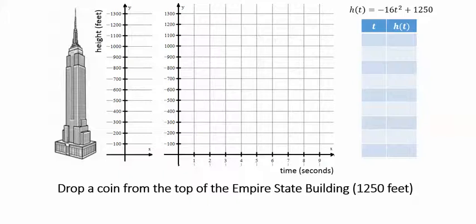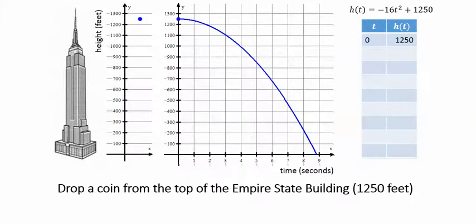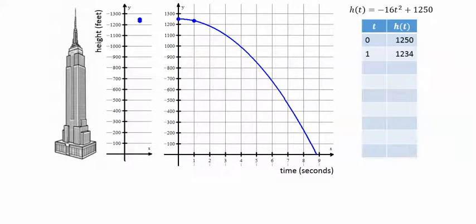Now, what you see on the screen is a graph that will be used to simulate the fall of the coin, another graph of the height of the coin over time, which will form a parabola, and a table of values. And these will give us 3 different perspectives on the fall of the coin as it moves through the air second by second. At time t equals 0, the coin has just been released, and so it is exactly 1,250 feet above the ground. At t equals 1, the function tells us that the coin will be at 1,234 feet above ground.